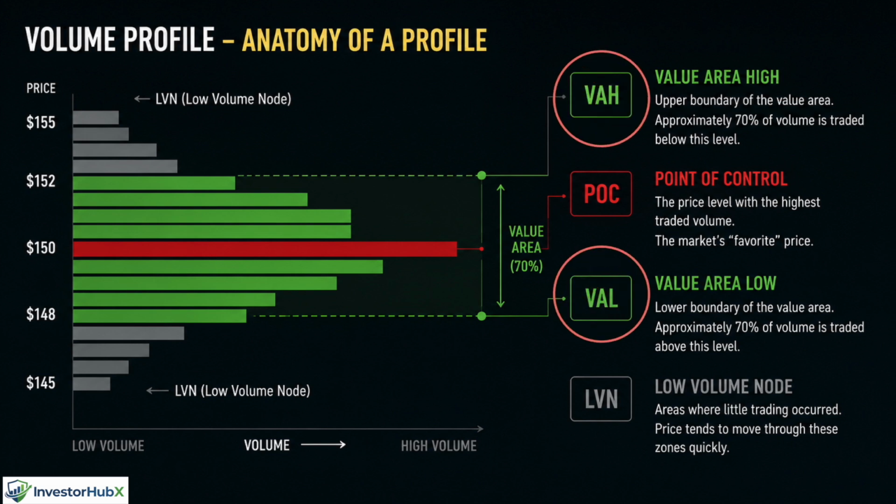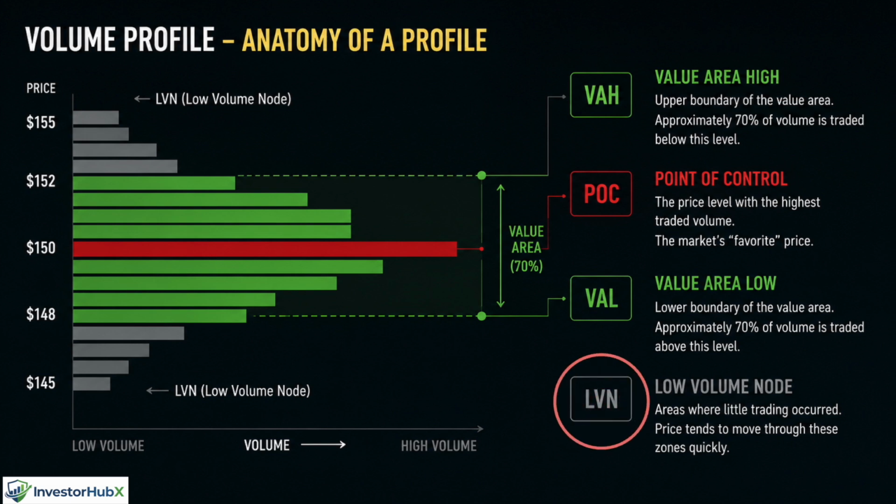Next is value area. The value area represents approximately 70% of all traded volume. Value area high, VAH, marks the upper boundary of that range. Value area low, VAL, marks the lower boundary of that range. You can think of the value area as the region where the market considered price to be relatively fair. Price spent most of its time here.